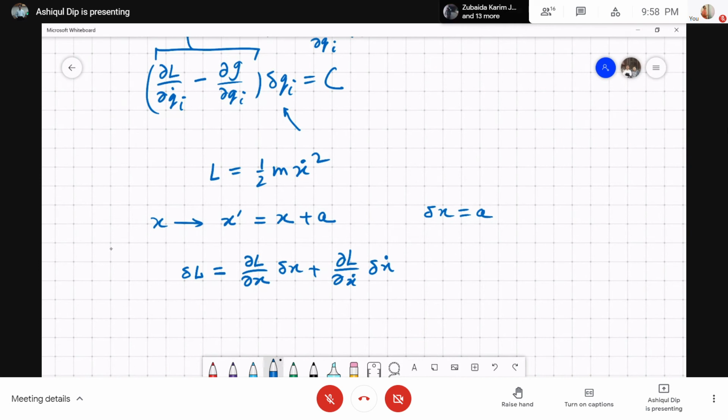So delta L over delta x, what's that? This is 0 here. So we are left with the other part, delta L over delta x dot. What's that? This is m x dot. What is the variation of x dot? It's 0, because a is constant here, the infinitesimal quantity a.